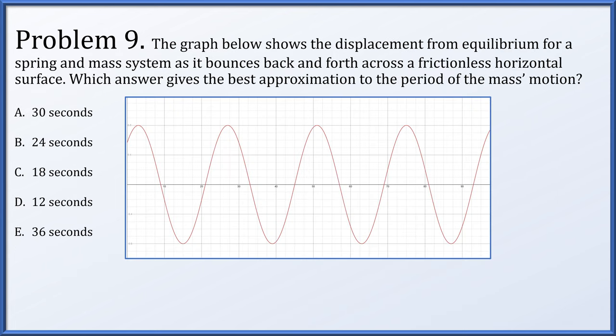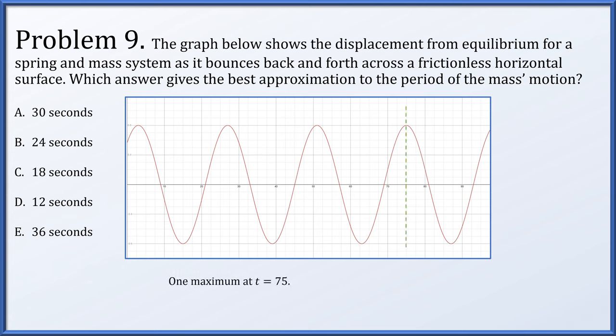In problem 9, we have a graph. It shows the displacement from equilibrium for a spring and mass system as it bounces back and forth in an ideal environment, frictionless horizontal surface. So, of the 5 options, which is the best approximation to the period of the mass's motion?